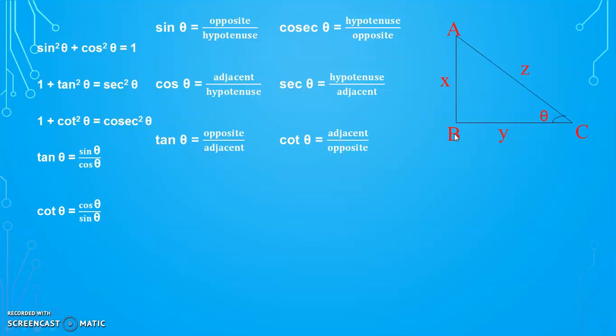So from the triangle ABC, AB is the opposite side because it is opposite to the angle theta, and BC is the adjacent side because it is adjacent to the angle theta, and the leftover side is the hypotenuse. For the triangle ABC, we can write the Pythagoras theorem as x square plus y square equal to z square, that is, opposite square plus adjacent square is equal to hypotenuse square. Let's divide this Pythagoras theorem three times by hypotenuse square, adjacent square and opposite square.